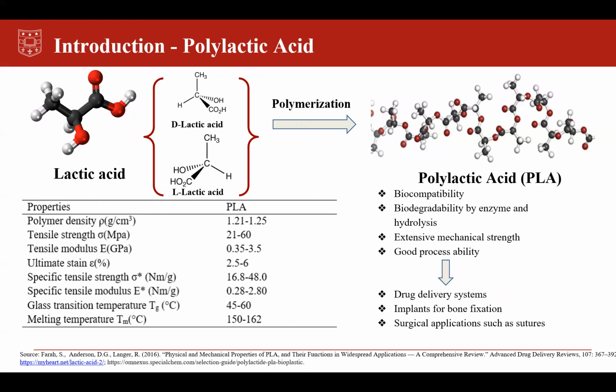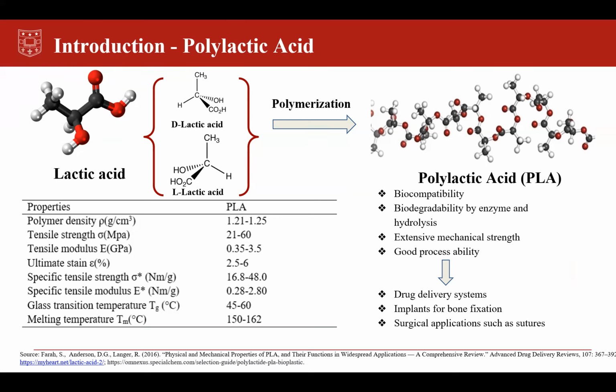Then we will introduce the polymerization process, properties, and biomedical application of polylactic acid. Here is a figure showing the polymerization process of polylactic acid from lactic acid monomer. Lactic acid is a naturally organic acid that can be produced by fermentation of sugars obtained from renewable resources, such as corn or sugarcane. By polymerization process, it can produce polylactic acid, also called PLA.